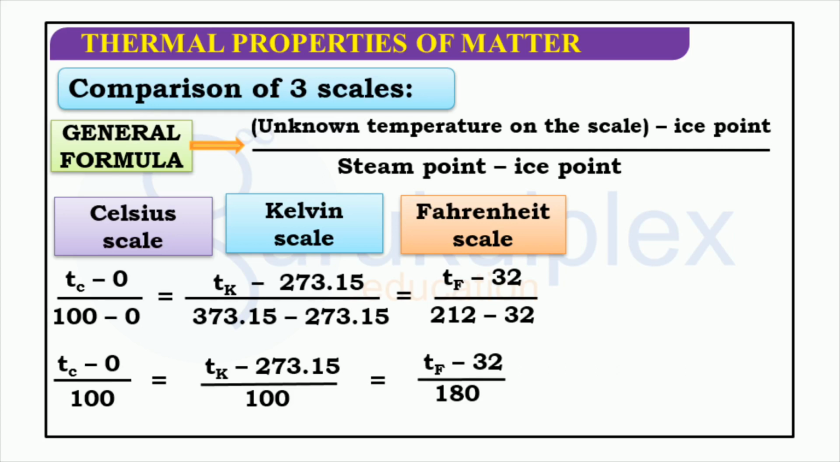A comparison of the temperature values reveals that on the Celsius and Kelvin scales, the temperature of ice point and steam point is the same. On the Fahrenheit scale, the temperature of ice point is 32 and the temperature of steam point is 212. Lastly, a general formula is provided for converting temperatures from one scale to another.